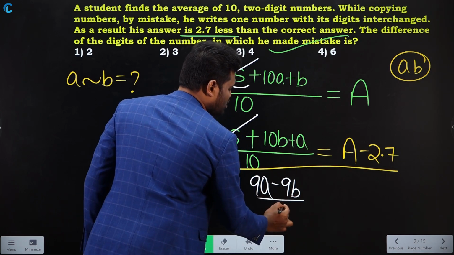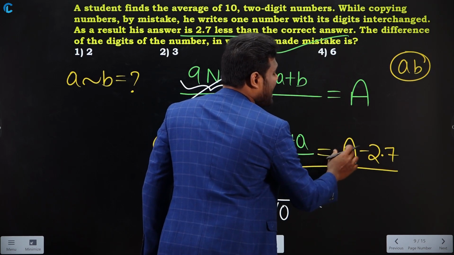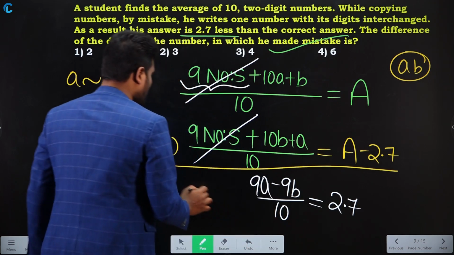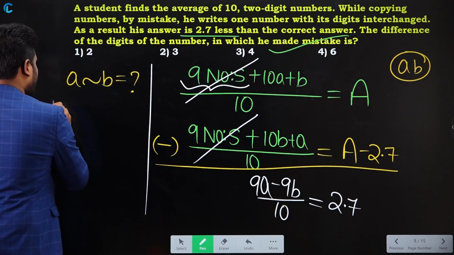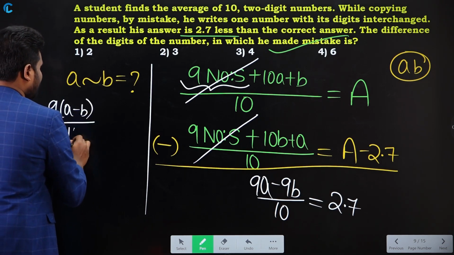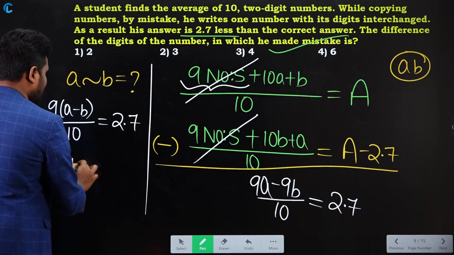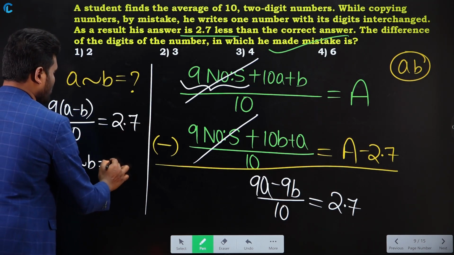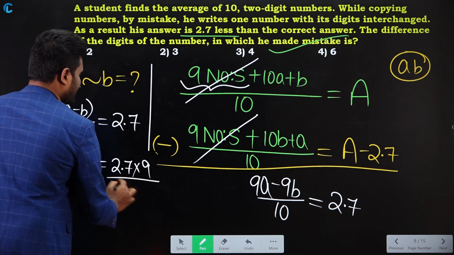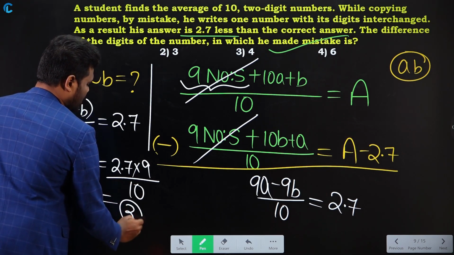As it is an average, divide by 10, is equal to A minus (A minus 2.7), which is nothing but 2.7. Now from this, if I simplify and take 9 common, this is going to be 9 of (A minus B) divided by 10 is equal to 2.7. So from this, A minus B is going to be 2.7 into 9 divided by 10.